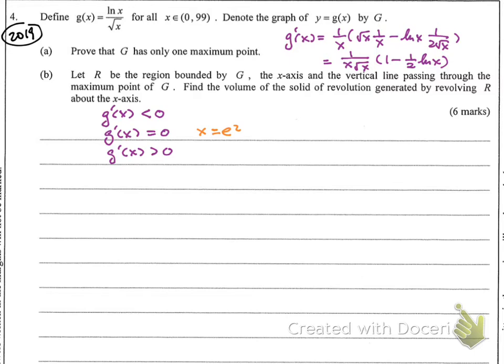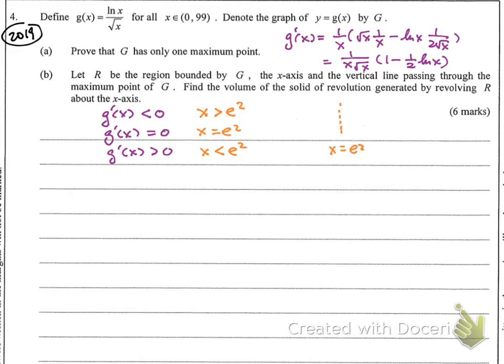However, when x is greater than e squared, 1 minus half log x will be less than 0, because half log x will be greater than 1. So g prime x will be less than 0 when x is greater than e squared, and vice versa when x is less than e squared. So we can recover the diagram like this. This is y being e squared.